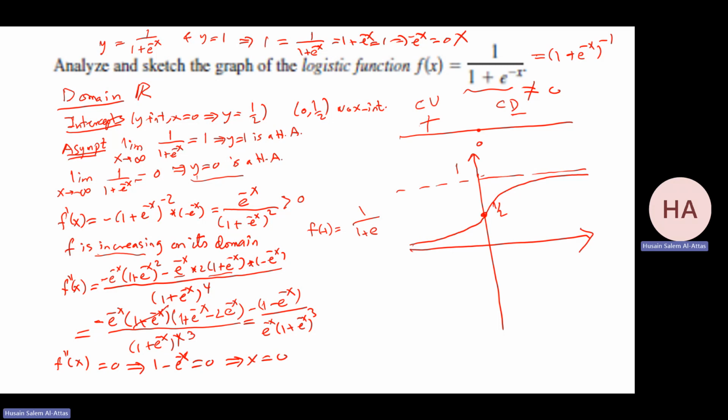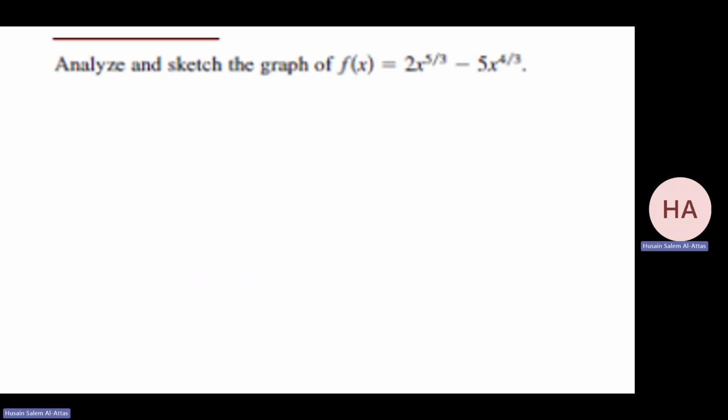So this is the function. This is the graph of the function. Okay. Another function: 2x^(5/3) minus 5x^(4/3). Okay, let us do the same thing. Domain: all real numbers. Okay, this is a cube root, so everything is defined.